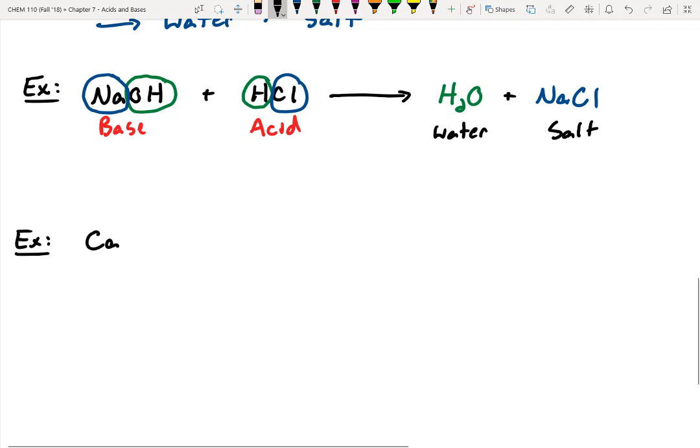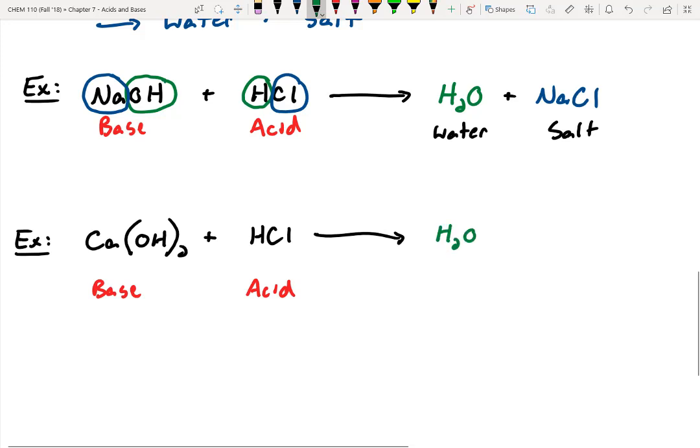Let's do Ca(OH)2. What would this compound be called? Not covalent, so we don't need mono, di, tri, tetra. We don't need those prefixes. It'd be calcium hydroxide, exactly. So this is going to be a base. And let's mix it with HCl again. It's a nice simple acid. This will be our acid. Just like before, we know that we're always going to get water out of this.